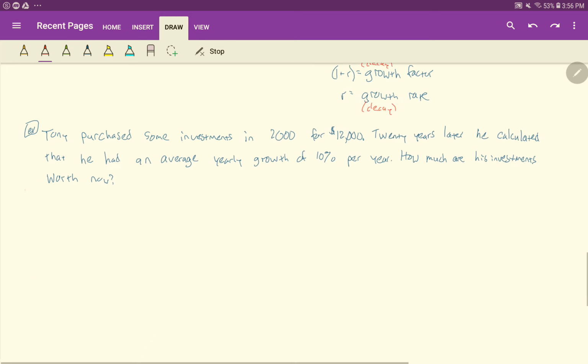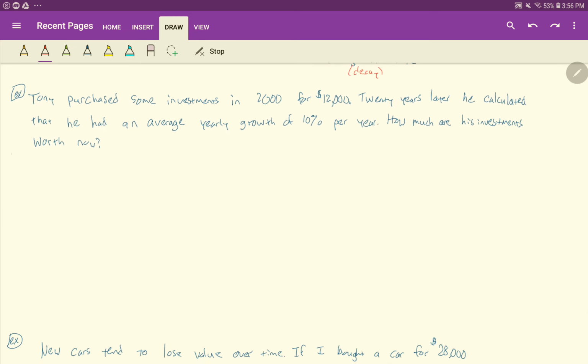So let's see 2 examples that I've got for us. Our first one: Tony purchased some investments in 2000 for $12,000. 20 years later, he calculated that he had an average yearly growth of 10% per year. How much are his investments worth now? So again, we'll set up our function, f of t equals a times, now we are growing, so we know we're going to have 1 plus r to the t. We're going to add this r value here.